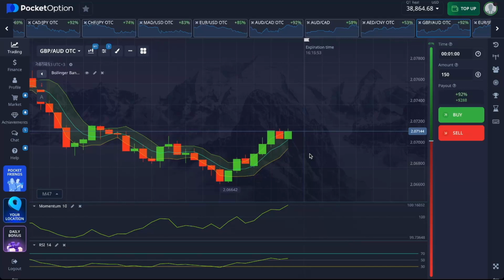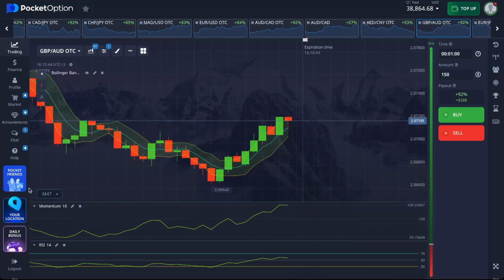So here we have 3 moving averages. There are 2 outer ones and 1 in the middle, and they adjust depending on the market's volatility. They expand when the market is volatile and contract during calmer periods. In other words, we can assess the market's dynamics. Now let's move on to another indicator.